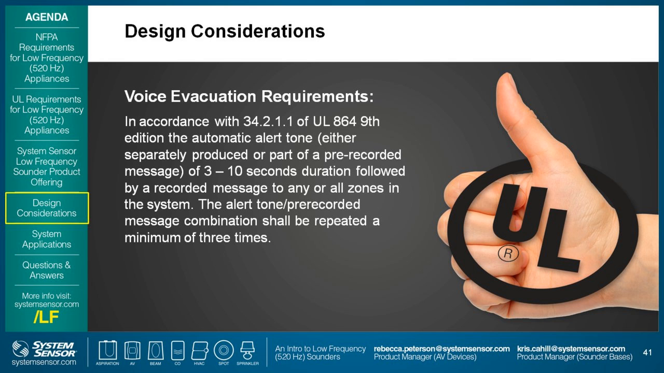Now, in the interim, until compatibility is established, what you may be required to do is to utilize a low-frequency sounder to meet the low-frequency requirement and utilize the speaker for the voice message. Special timing may be required to allow the low-frequency notification appliance to awaken the occupants before you go into your voice message. Once compatibility has been established, the requirement will be to play the low-frequency alarm signal through the speaker for 3 to 10 seconds before the voice message is played. This sequence should be repeated for a minimum of 3 times.